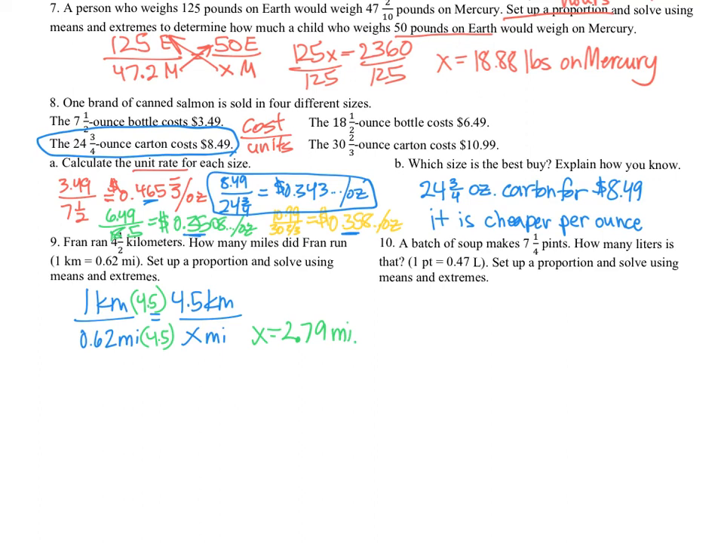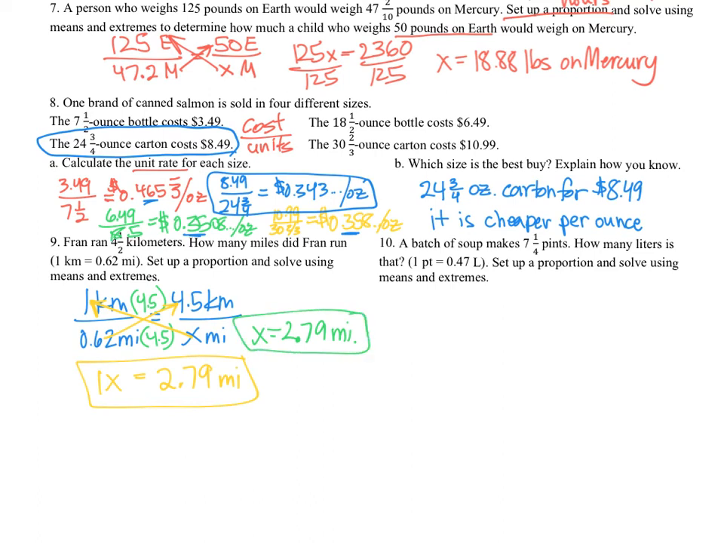Now, if you're not comfortable with that, you can cross multiply. X times 1 is 1x, and now we're doing 0.62 times 4.5, and that again will give us 2.79 miles. Now, of course, we don't need to divide by the 1. That is our answer just as well as the other one.